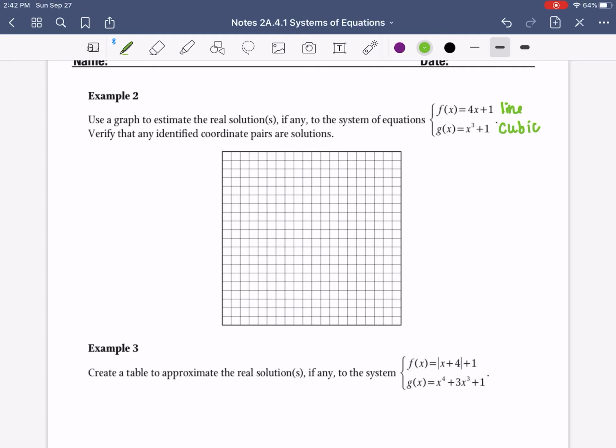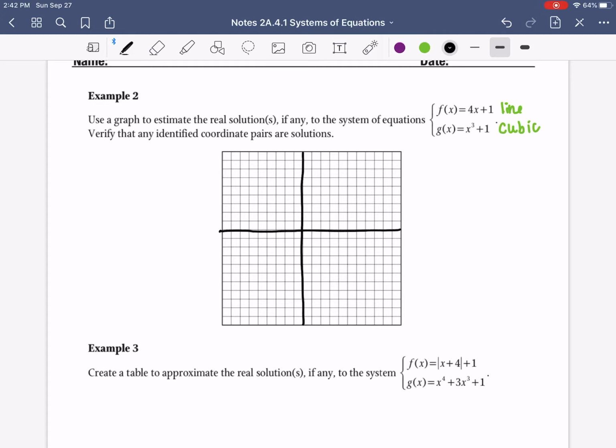Okay, so we're going to graph them using Desmos, and we will use a graph to estimate the real solutions, if any, and verify that any identified coordinate pairs are solutions. All right, so on your paper, you're just going to go ahead and draw an XY plane. You guys don't have this little table, that's okay. That line wasn't very good.